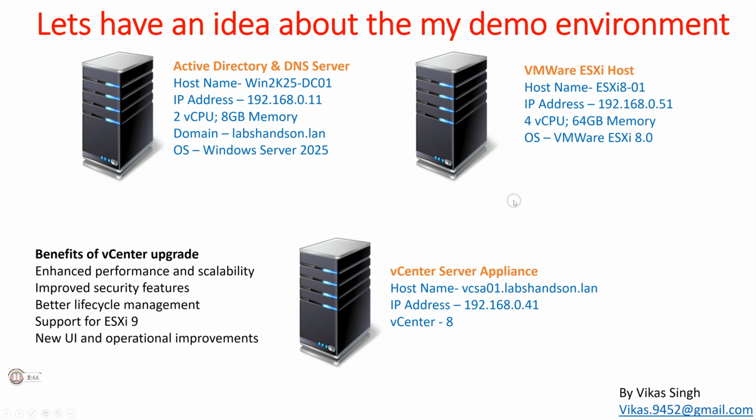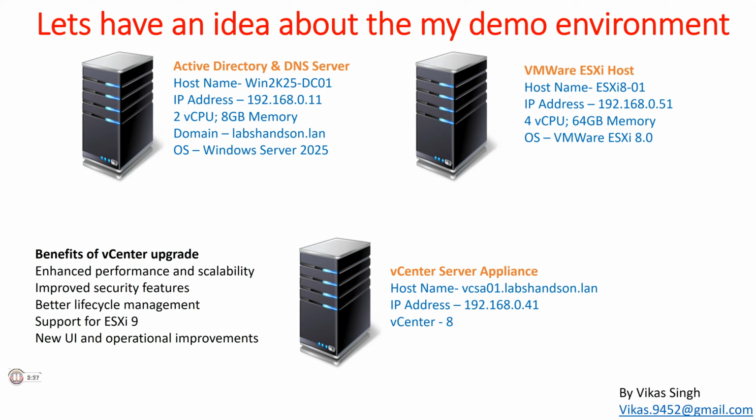This is my lab infrastructure which I'm going to use in this video. I have my Active Directory and DNS server, and one ESXi host running VMware ESXi 8, and I have deployed one vCenter appliance with vCenter version 8. This is what we are going to do in this video: we are going to upgrade our existing vCenter to the newer vCenter 9. This setup simulates a real production environment where vCenter is managing ESXi hosts and workloads.